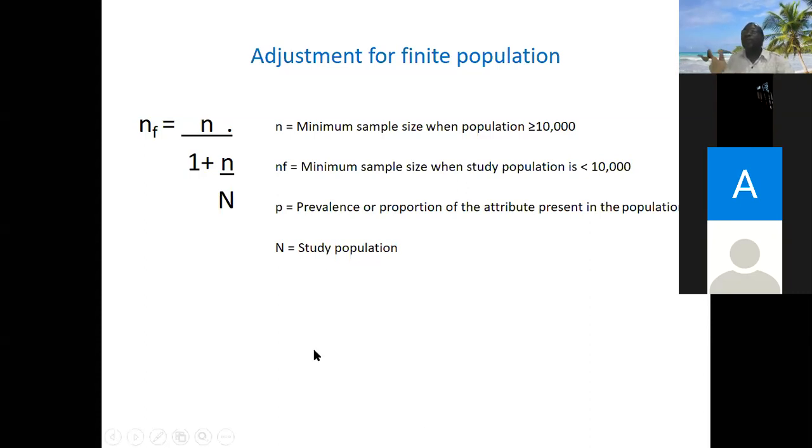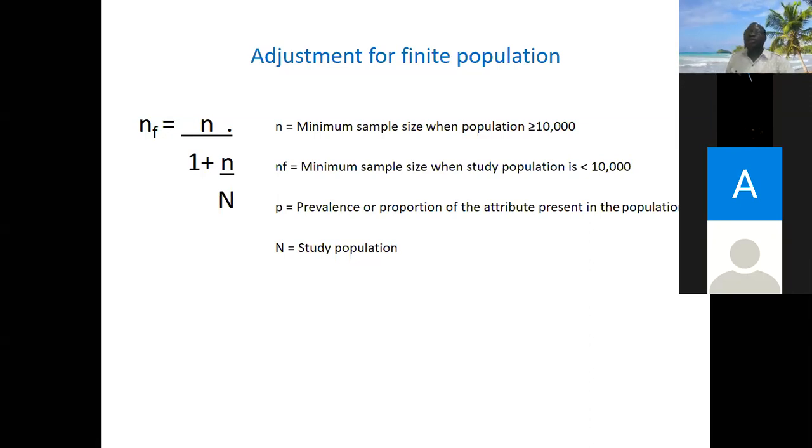How do you adjust? After you must have calculated with that one, you now bring that n. nF means the final one. You want to calculate with n over 1 plus n over N. This capital N is the study population, that is, in the clinic. How many people come to that clinic within the time you are going to do your study? You may not know it unless you look at the record. You look at the last 1 year, believing that it's the same flow, so you use the record to estimate.